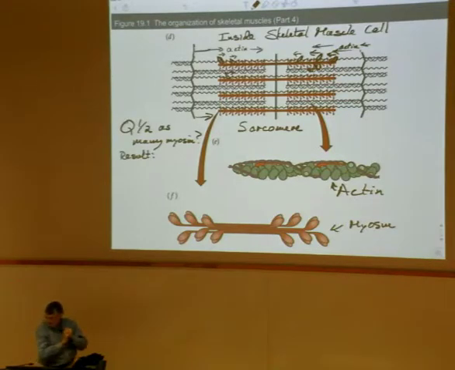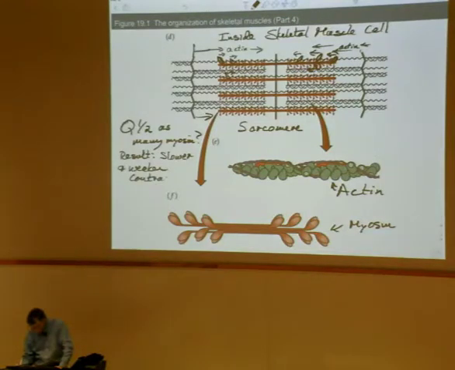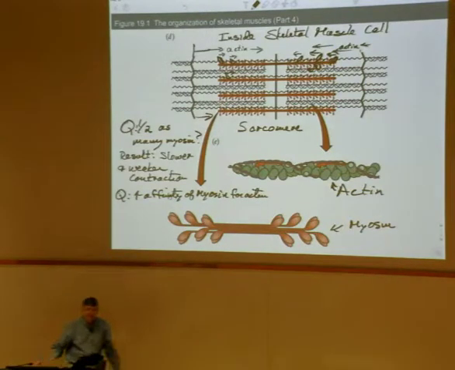Okay, what if you made the affinity of the myosin head for actin much higher? So make it high, very high affinity. What would be different? Tell your neighbor. Okay, what would be different?